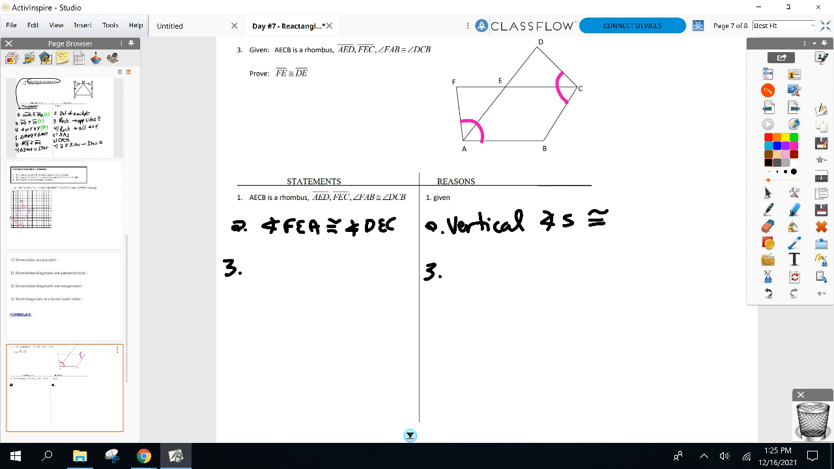Now I'm going to turn it over to you and your group. Using rhombus properties, can you find any more sides and angles? Talk it through. We'll get back in a second here.